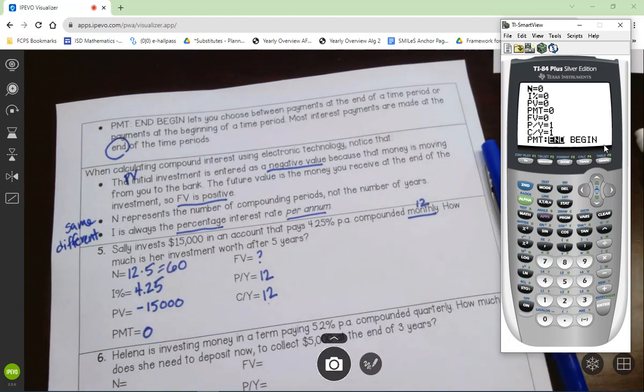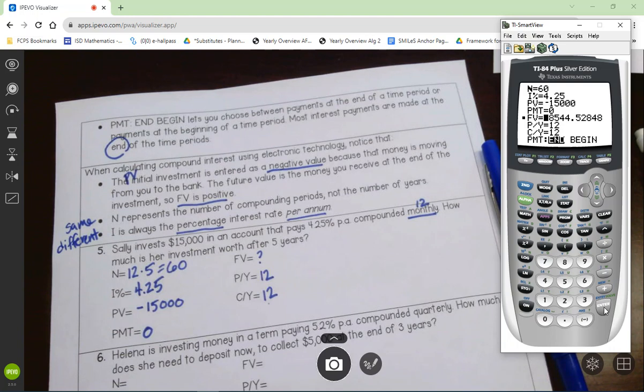So let's put that in here. N is 60, I 4.25, present value negative 15,000. Payment, we're not making a payment. Future value, the solver needs you to put some number there, and we can just leave it as 0, and then we have 12 here, and we have 12 here, and we're going to leave this at end since the problem didn't tell us any different. Scroll back to the missing one, which is the future value, and press alpha and enter.